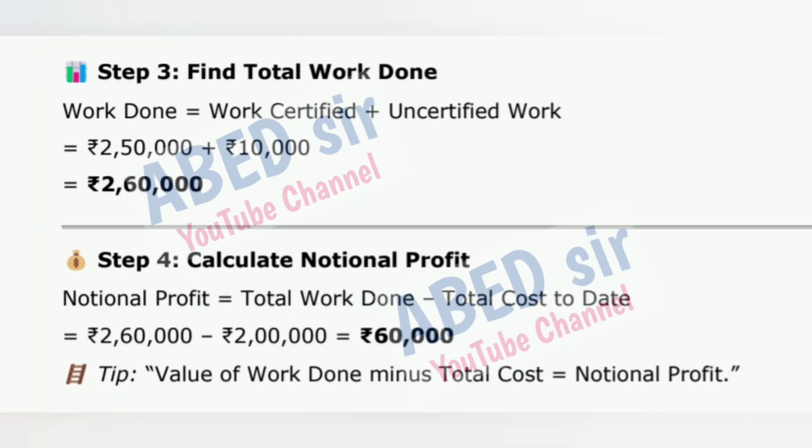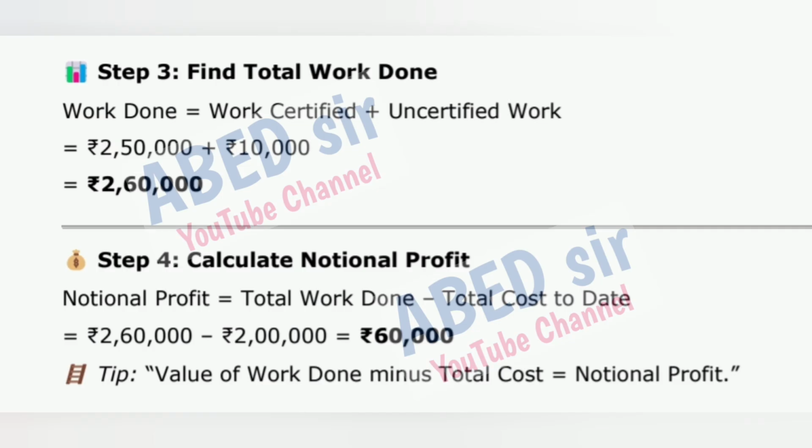Step 3. Find total work done. Work done is equal to work certified plus uncertified work is equal to 2,50,000 rupees plus 10,000 rupees is equal to 2,60,000 rupees.